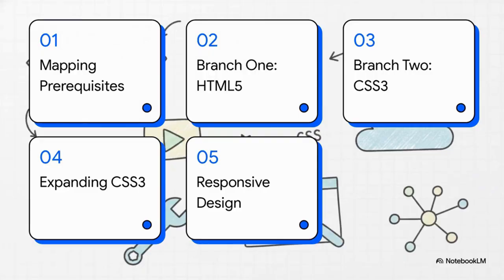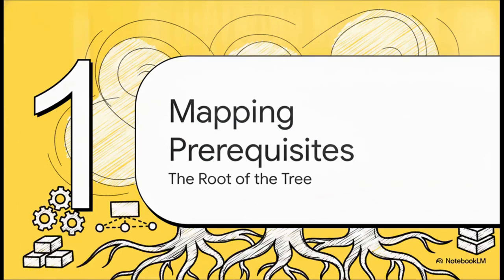Okay, let's dive into this. First, mapping the prerequisites. Then, branch 1, HTML5, followed by branch 2, CSS3. We'll then expand CSS3 to look at layouts, and finally, the responsive design factor. Section 1. Mapping the prerequisites, the root of the tree.